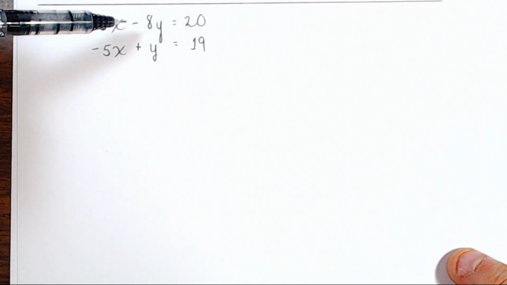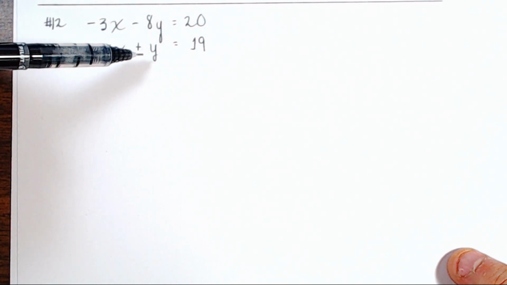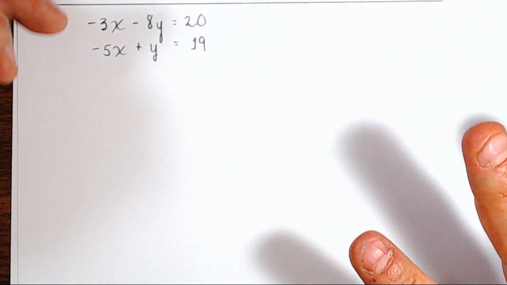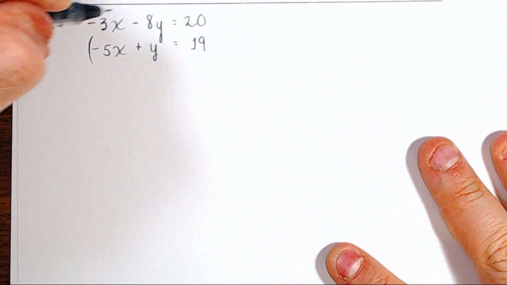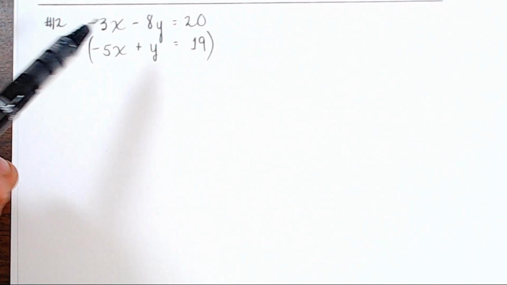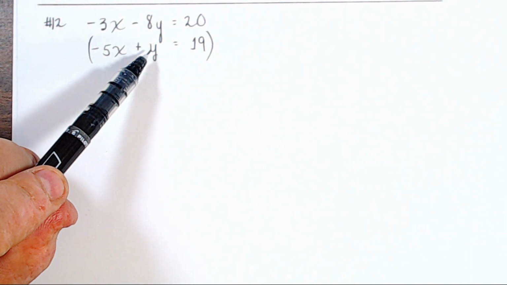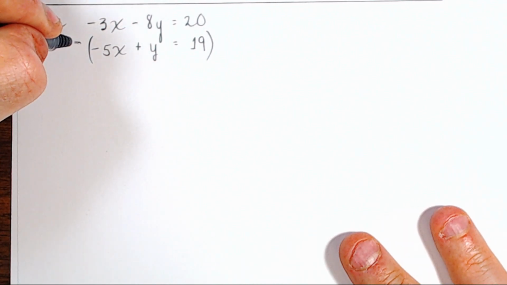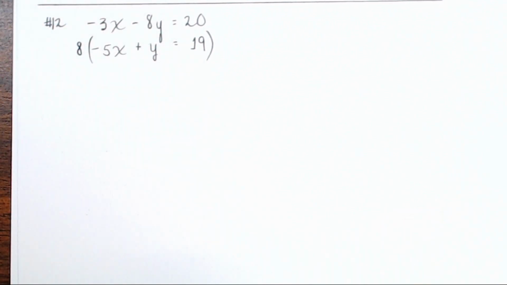We have a negative 8y, and then down here I've got y all by itself. What could I multiply the whole equation by to make this y positive 8y? What could I multiply the whole equation by? 8. Good job. So go over here, put little parentheses around your lower equation, and write an 8.